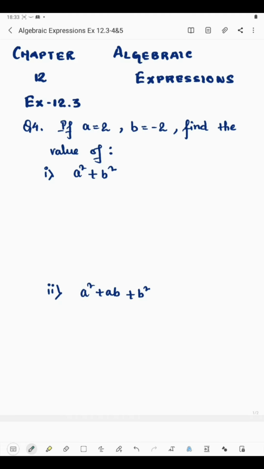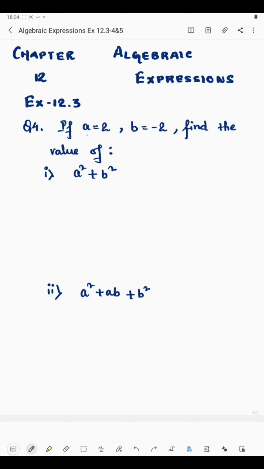Question number 4 says if a is equal to 2 and b is equal to minus 2, find the value of the following. We have been given 3 expressions. So if you put 2 in place of a and minus 2 in place of b, what will be the value of these expressions?